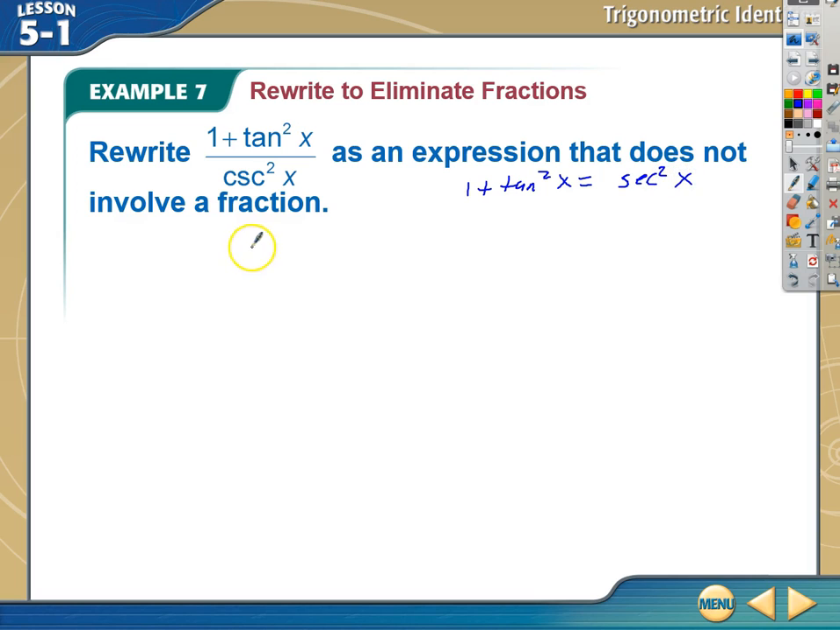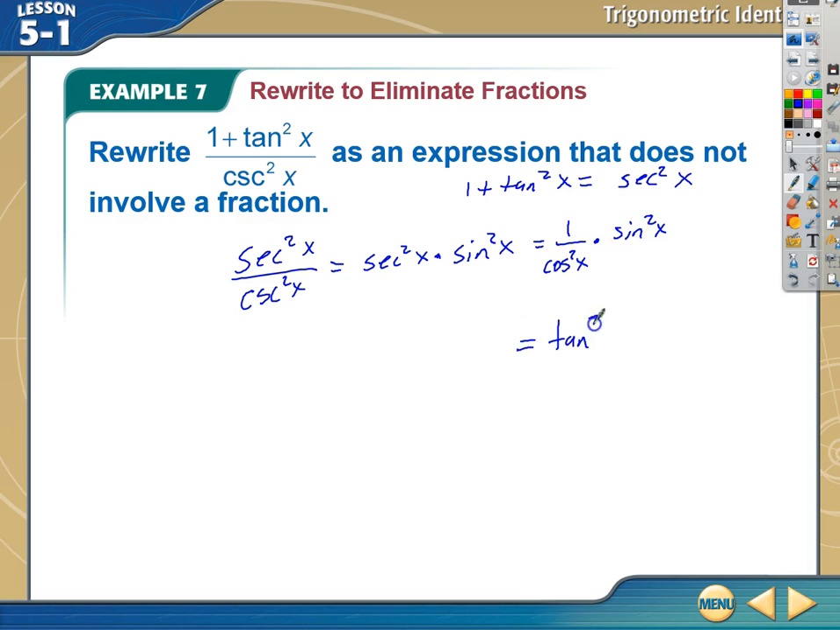So I can replace that whole top, and now I have secant squared of x over cosecant squared of x, which again, I don't like fractions, so we're going to multiply by the reciprocal of the denominator. Well, what's the reciprocal of cosecant? That's just sine squared of x. And I want to keep everything in terms of sine and cosine. So secant squared is 1 over cosine squared of x, times sine squared of x. So I end up with sine squared over cosine squared, which is equal to tangent squared of x.